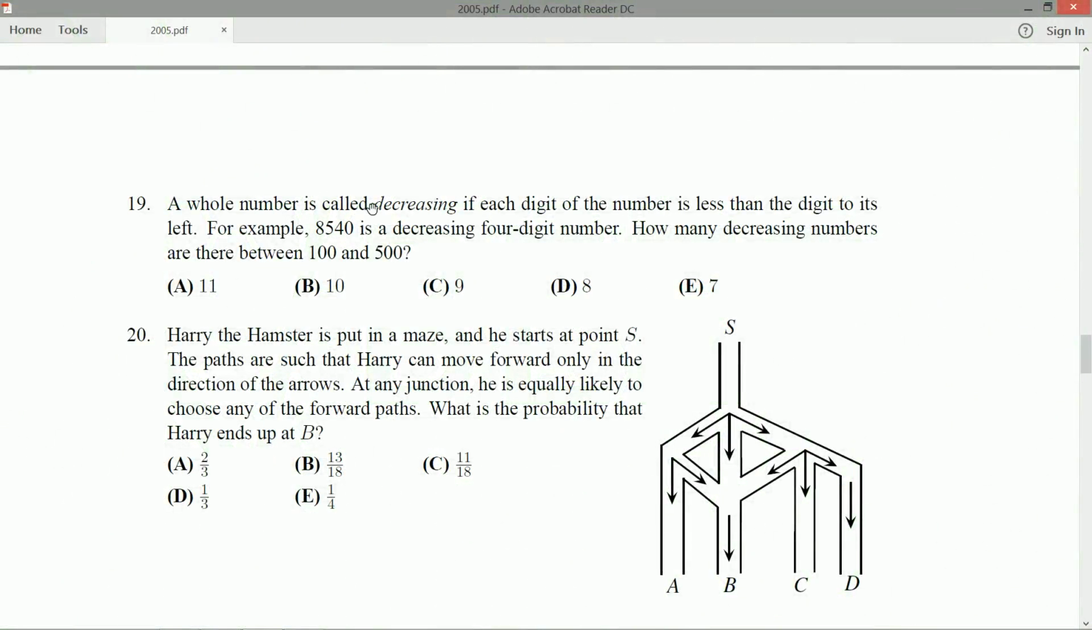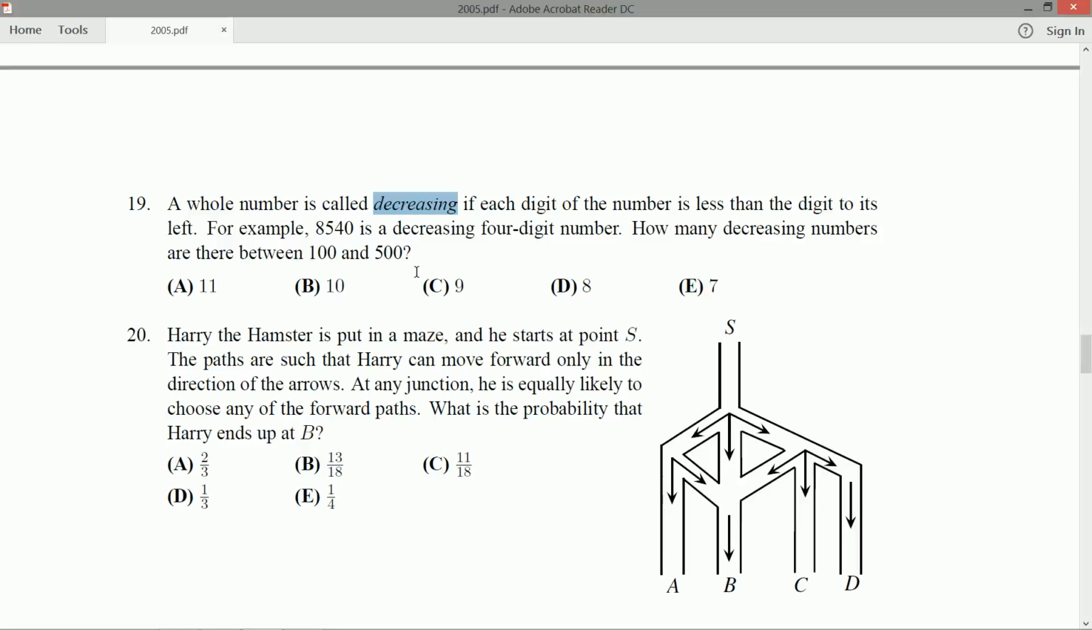A whole number is decreasing if each digit of the number is less than the digit to its left. For example, 8540 is a decreasing 4-digit number because 5 is less than 8, 4 is less than 5, and 0 is less than 4. How many decreasing numbers are there between 100 and 500?